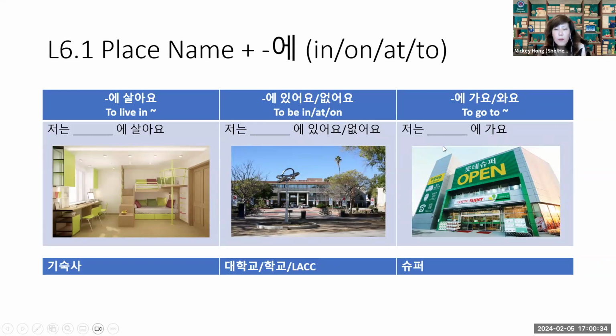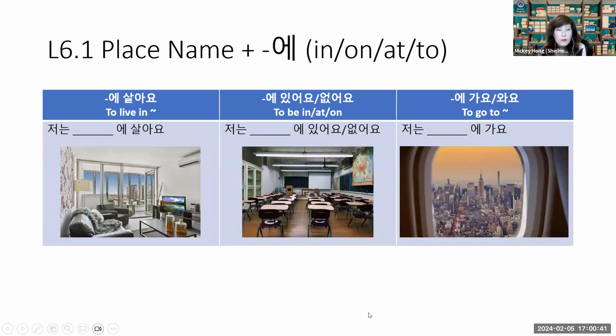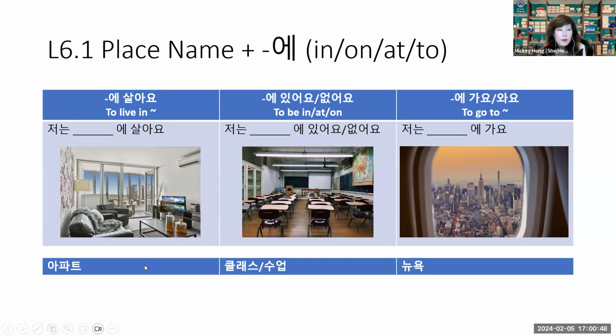저는 슈퍼에 가요. Super is short for supermarket. 저는 it can be a type of living space. 아파트에 살아요. 아파트 is a Korean loan word, short for apartment. 저는 클래스에 있어요. 수업에 있어요. So again, it's abstract. I'm in class. Classroom would be 교실. 저는 뉴욕에 가요.